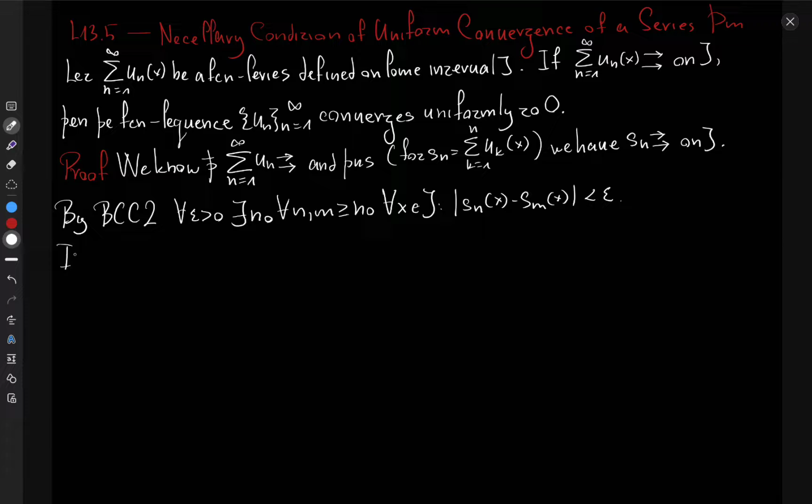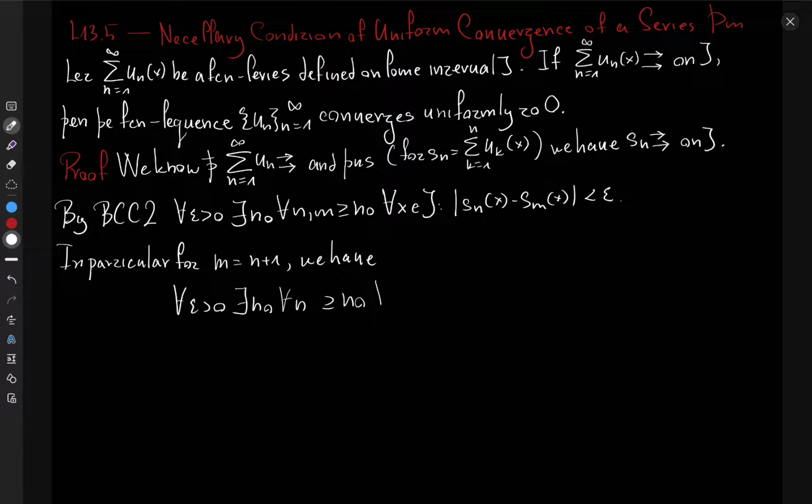Well, then, in particular, for m being equal to n plus 1, we have the same statement, that is, for our epsilon greater than 0, there exists some n0 for all n greater than n0, for all x in J, we have that, the order doesn't matter, we can swap it, Sn plus 1 of x minus Sn of x.